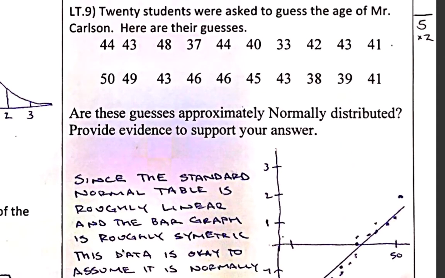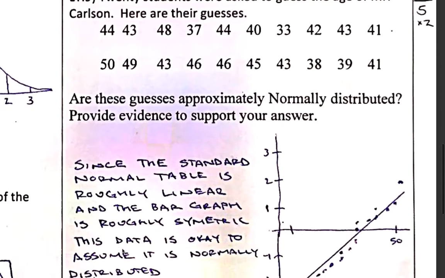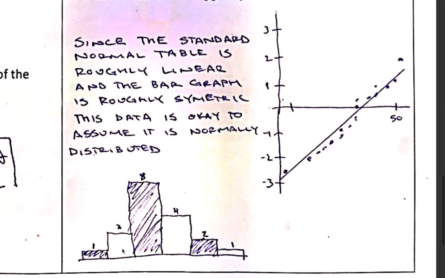All right, the last question, learning target 9. 20 students were asked to guess the age of Mr. Carlson, and they guessed these numbers here. So you want to know, are these guesses approximately normally distributed? Well, there's a couple of different ways we could do that. If you go ahead and put all of these into list 1, so if you just go to stat, edit, you can throw everything into list 1, and then if you go to stat plot, second y equals, and make sure that plot 1 is turned on, then you have a number of choices.